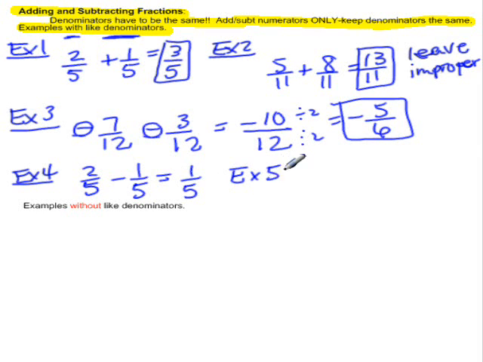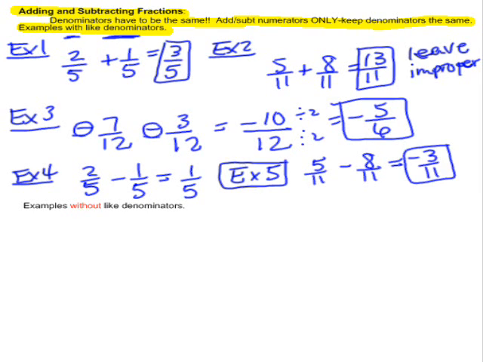Okay, so let's put one down here for you to try. What if I had 5/11 take away 8/11? Pause and see if you can do that one. Okay, so did you get -3/11? Yes, you should have, because you have 5 take away 8 is a -3, and you keep your bottom number. Okay, so those are some good examples for when your denominators are the same, when they're alike.